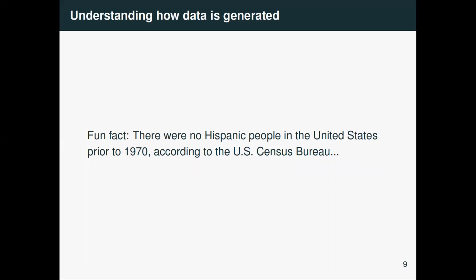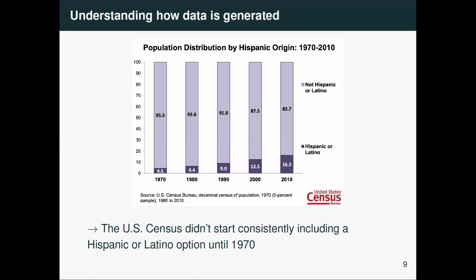Of course there are Hispanic and Latino people living in the US prior to 1970. However, if you were to look at the data, this is exactly the case. We have no record of it. And the reason for this is because the US Census Bureau didn't actually consistently start including a question about Hispanic or Latino origin until 1970, right?